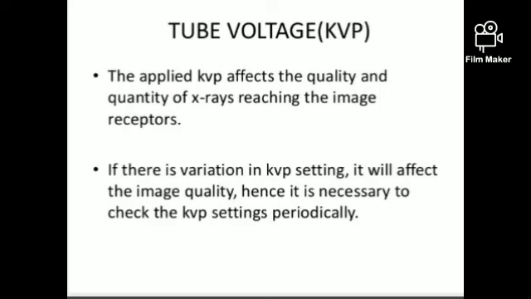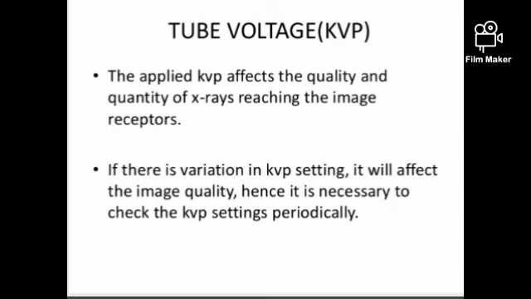After the timer check, we move directly to the tube voltage, or accuracy of tube potential. Why is it required? We all know that the applied KVP, the kilovoltage, affects the quality as well as the quantity of X-rays reaching the film or image receptor. If we don't do the test, it will affect the contrast and density on the radiograph. So it is very necessary to check what happens when we set the KVP at various levels, like 60 kV, 70 kV, and 80 kV, and what happens to the image film.